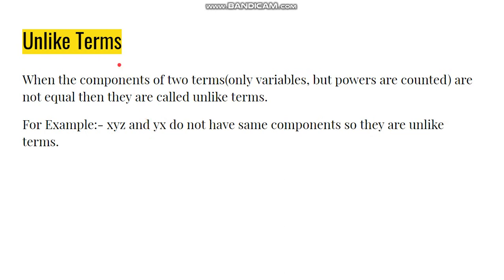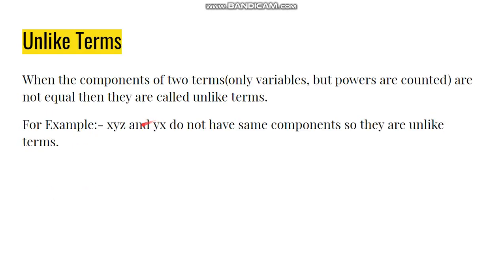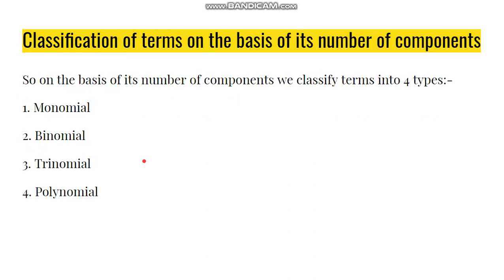Let's go to unlike terms. When the components of two terms, only variables and powers are also counted, I have written it here as well, are not equal, then they are called unlike terms. For example, xyz and yx do not have the same components, so they are unlike terms.